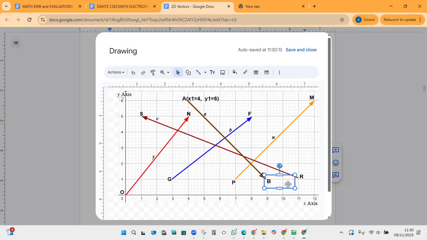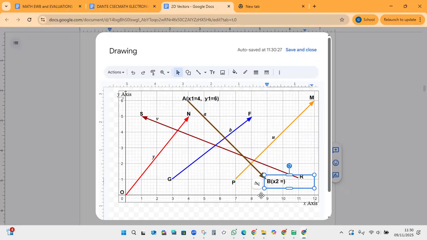And similarly, B is the endpoint. The coordinates for the endpoint are x2, equal to 9, and y2, equal to 1. So now we've got the coordinates of the starting point and the coordinates of the endpoint, and we can apply the formula.